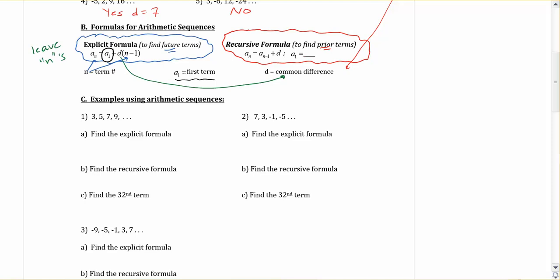You also have to put what A1 is equal to, because in order to do the recursive formula, you're going to have to know what the first term is, right? So that is your recursive formula. So we're going to use those two and apply them to the examples below.